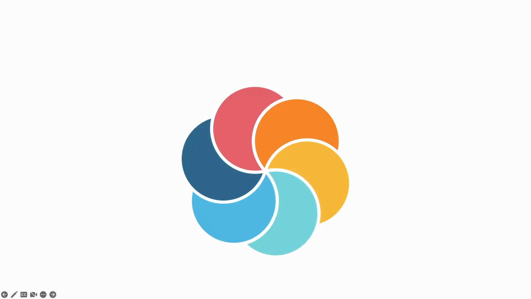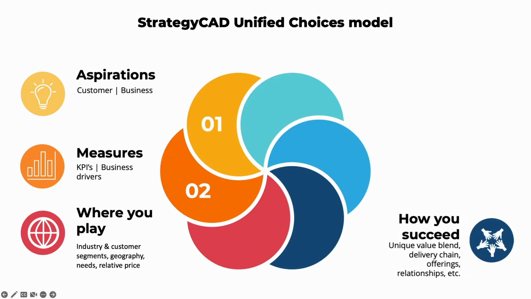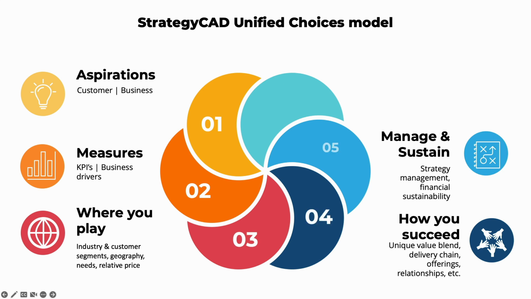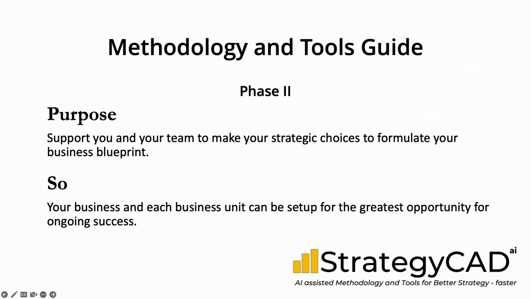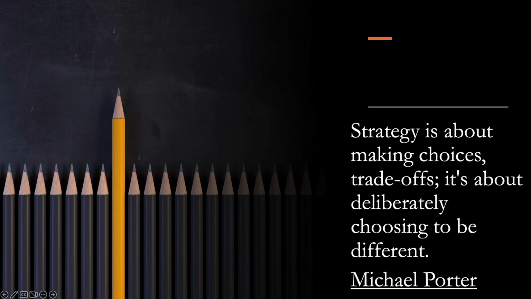is to support you and your team to make your strategic choices, to formulate your business blueprint so that your business, and indeed every business unit in your business, can be set up for the greatest opportunity for ongoing success. We know from phase 1 that strategy is about making choices. It's a design activity. It's about making trade-offs. It's about deliberately choosing to be valuable and to be different.